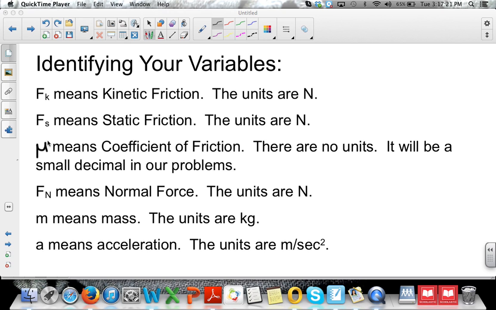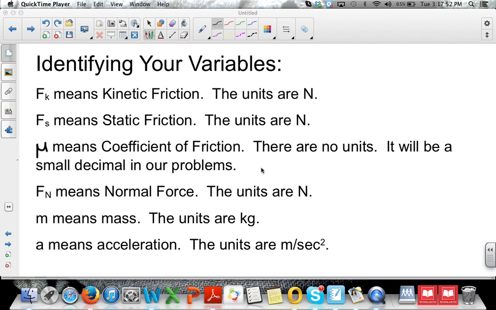And I did my best to draw a little mu right here. It's not an M, it's a mu. Mu is a Greek letter, like a whole different alphabet. Mu is the coefficient of friction. We call it mu, not M, or U. It's mu. So mu means the coefficient of friction. And there are no units with this number. It describes a relationship, and so the units all cancel out. It's comparing newtons with newtons.